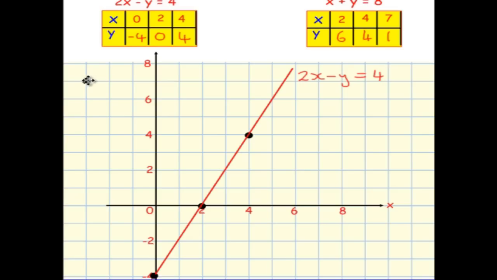Plot the point first of all, 2, 6. 4, 4 is already plotted for the first line, and 7, 1. We now join these 3 points up. And this is the line with equation x plus y is equal to 8.